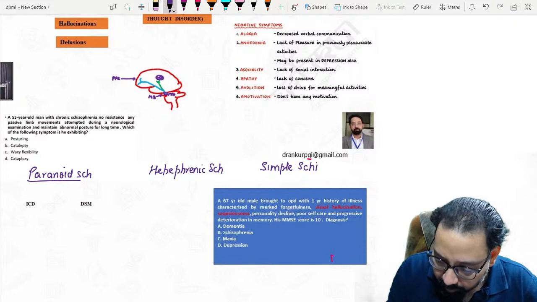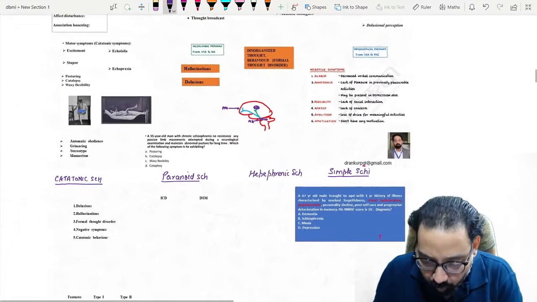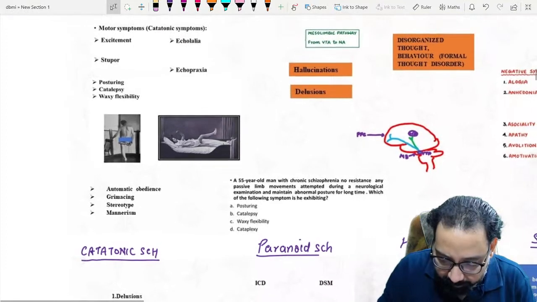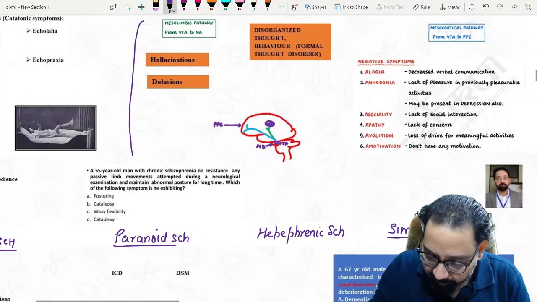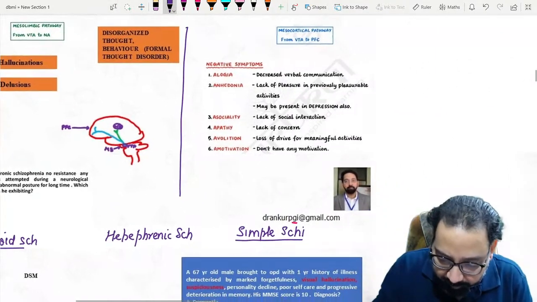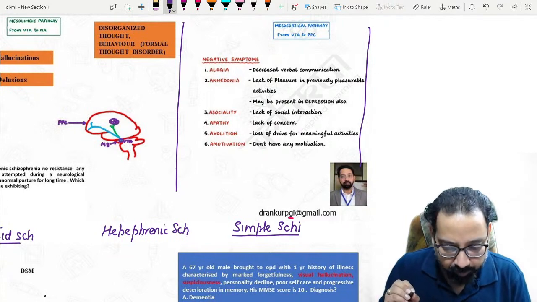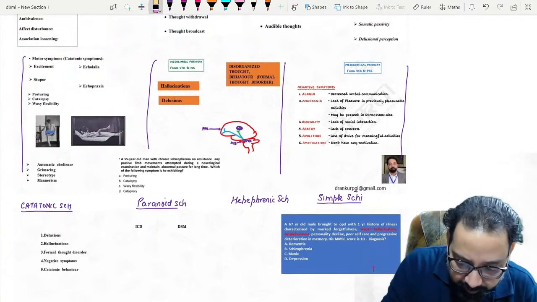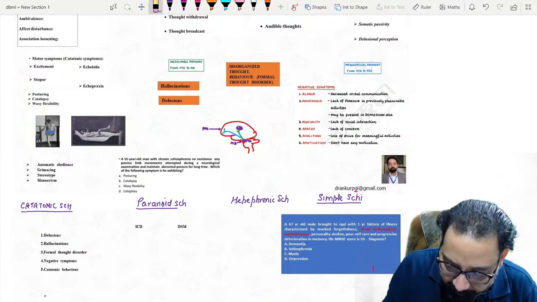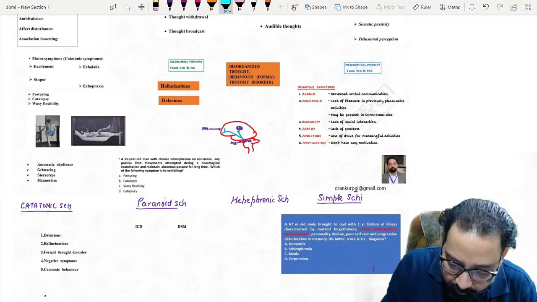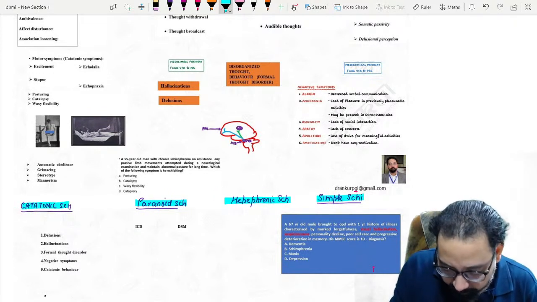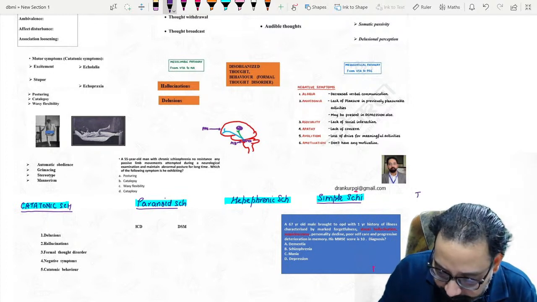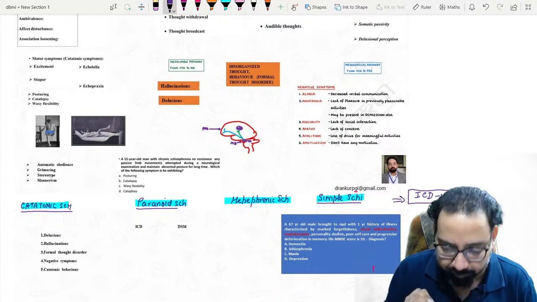So what is the purpose of writing that? These are the symptoms of catatonic schizophrenia, these are symptoms of paranoid schizophrenia, these are symptoms of hebephrenic, these are symptoms of simple schizophrenia. We will discuss these symptoms one by one. Before that, have the idea that there are four types of schizophrenia according to ICD-10.